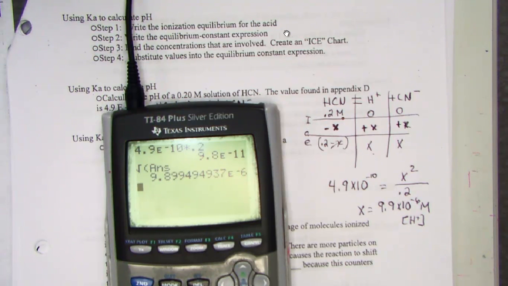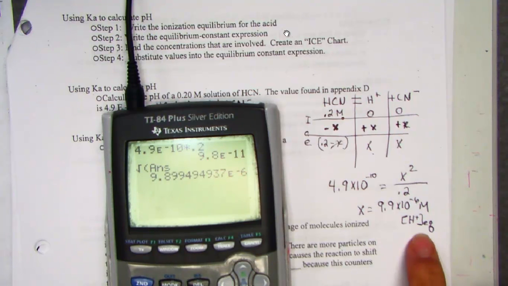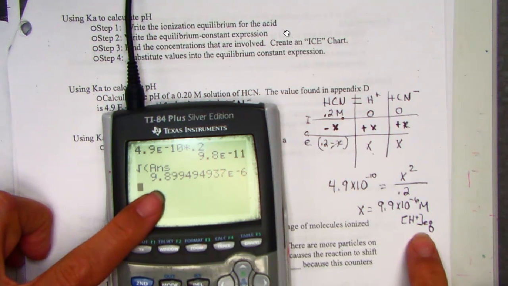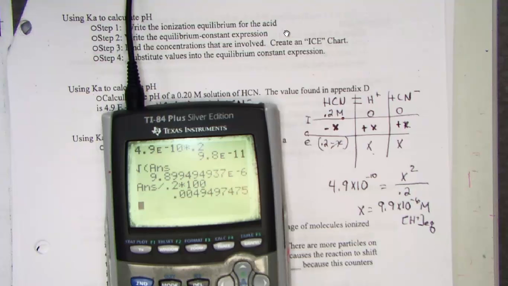Before we continue, let's check the 5% rule. Let's compare the answer we just found to the initial concentration and see if our assumption is all right. So at equilibrium, we found hydrogen ion 9.9 E negative 6. Divide by the original concentration of 0.2 and express that as a percent. Oh, look, we're well beneath 5%.